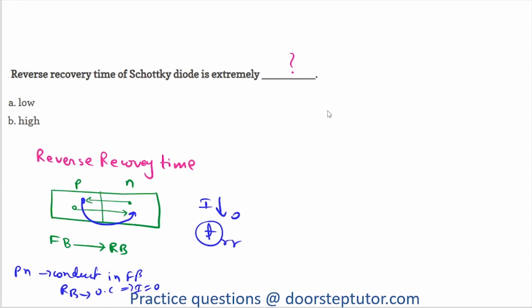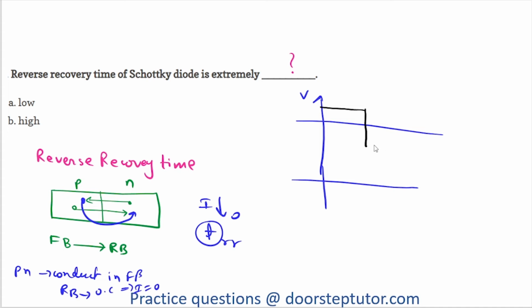That can be represented by a graph. Suppose I am plotting a graph between voltage and current. See, this is the voltage. Initially the voltage was forward biased and then suddenly it is reverse biased like this. Initially the current was flowing like this, and as soon as the voltage is reversed, the current will not be reduced to zero, but it will be flowing in the opposite direction. So an equal and opposite current will be flowing initially.